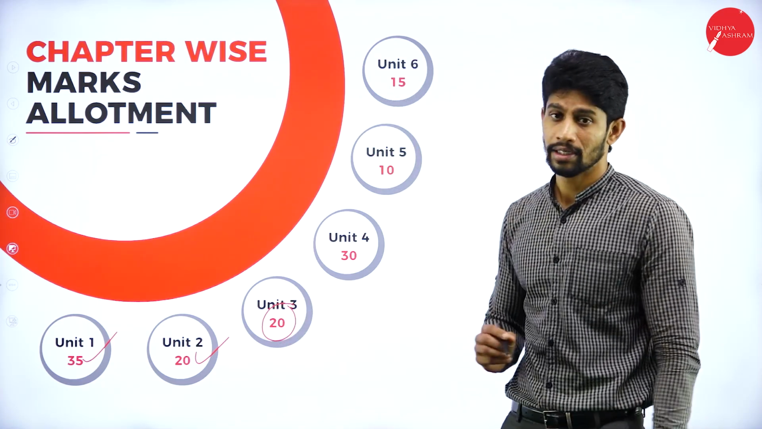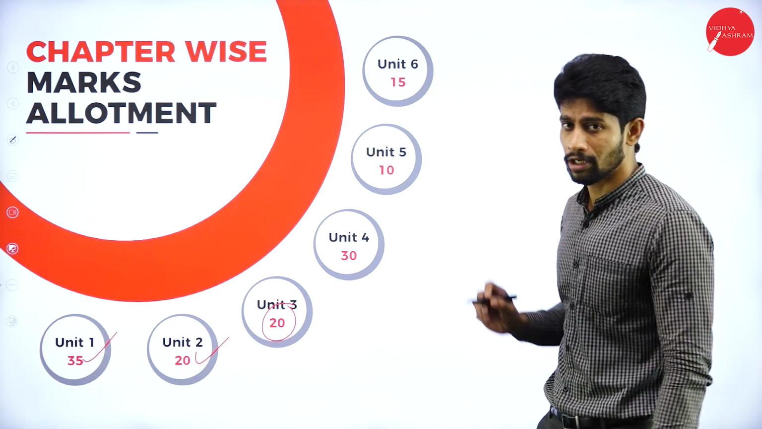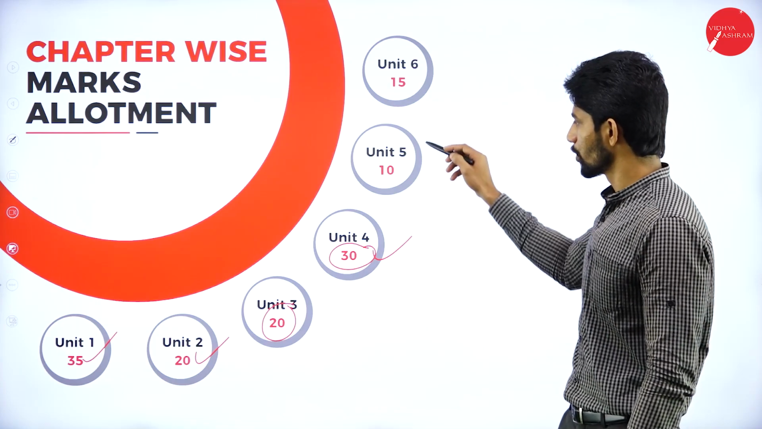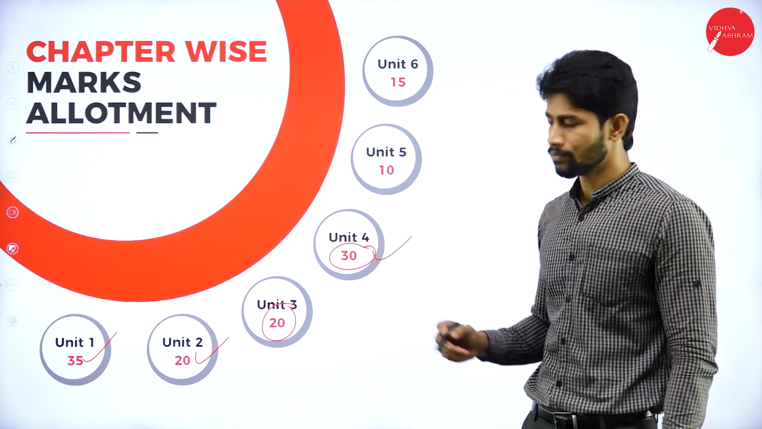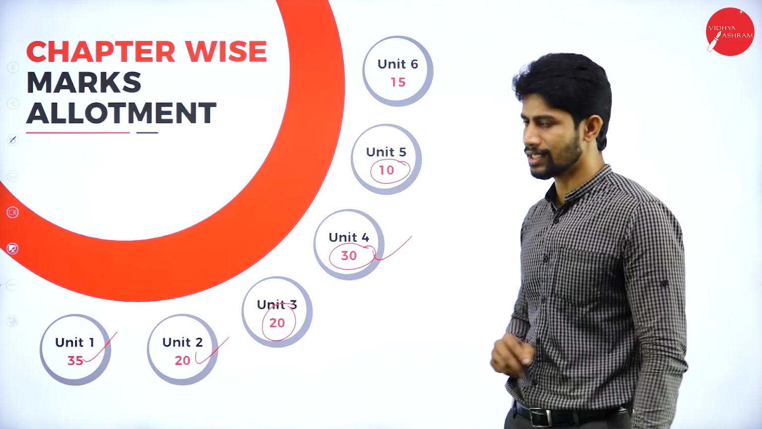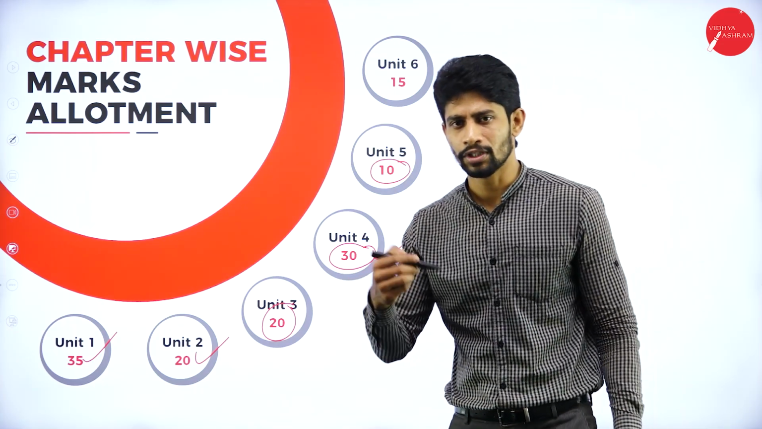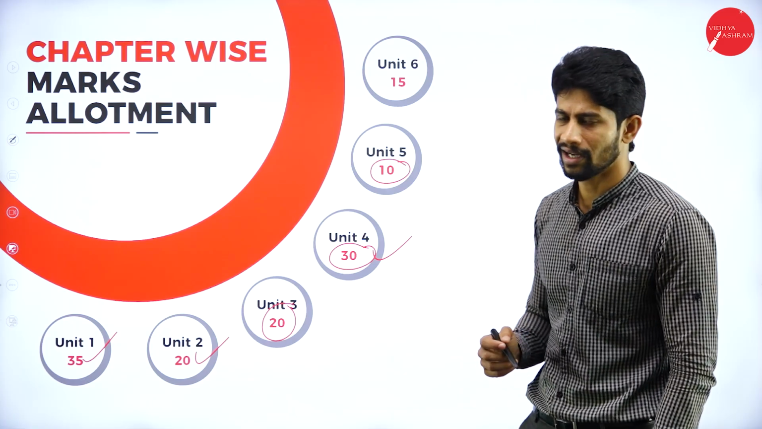Next, unit 4, 30 marks. In unit 4, questions will be asked for 30 marks. Here also you have to give high priority. Unit 5, nearly 10 marks will be asked in your main exam. So you need not give more importance to unit 5, but for knowledge purposes, you have to study unit 5 also.